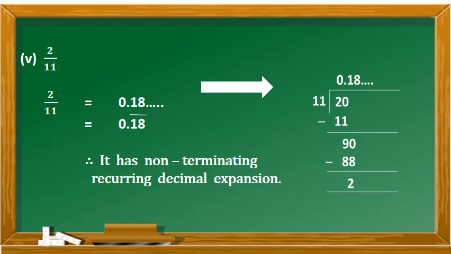Now how do you express it? 2 by 11 is equal to 0.18 ... Since it is non-terminating and recurring, you tell it as a non-terminating recurring decimal expansion.